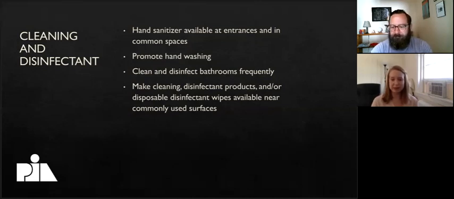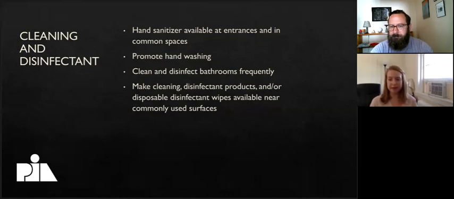It's also important to clean and disinfect bathrooms frequently. Log the cleanings and clean multiple times a day and hourly if necessary. This is something you can kind of figure out based on your office and how many people are there, what you need to do. It's just important to keep in mind that you are responsible for keeping it clean.